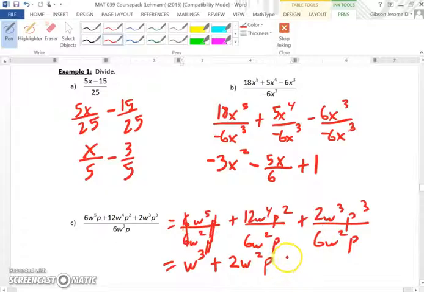These two are positive, so we'll do plus. 2 and 6 both have 2 in common, but that would leave us 1/3. W cubed divided by w squared is w. P cubed divided by p is p squared. So this right here is the final answer.